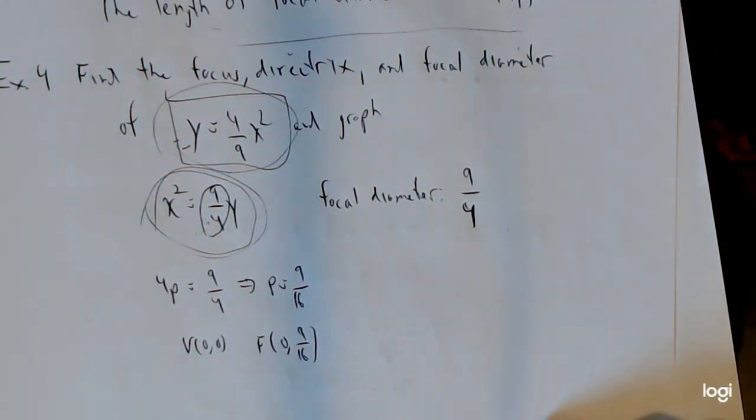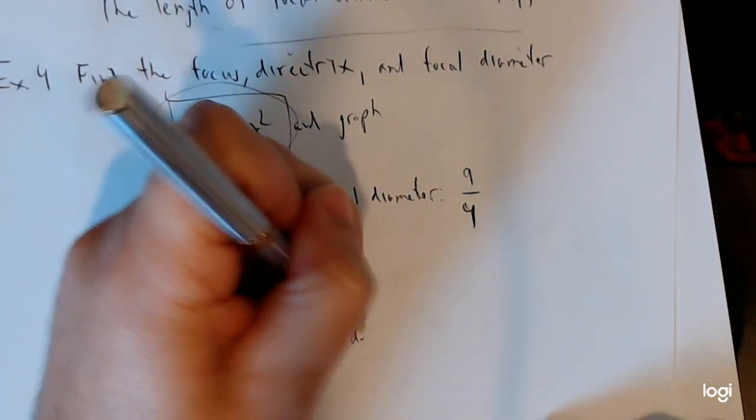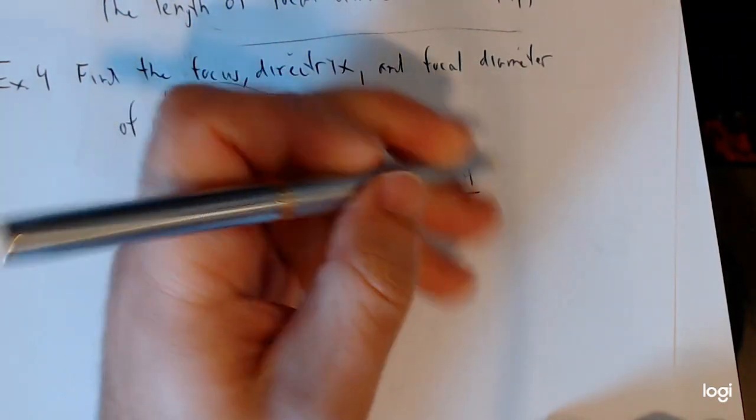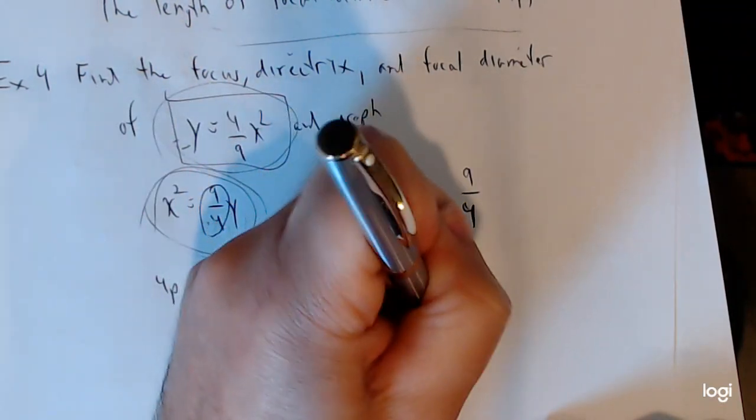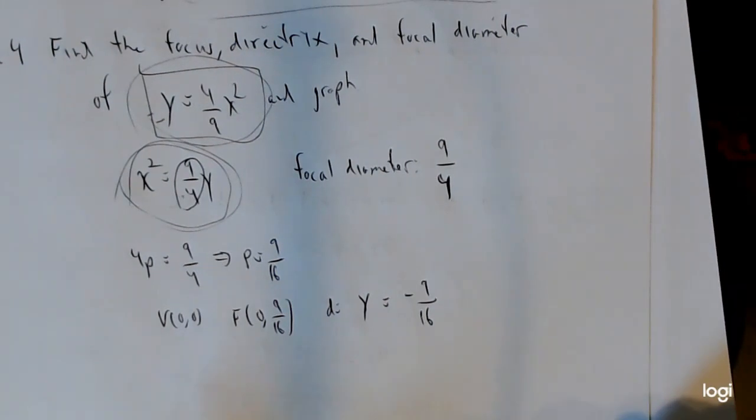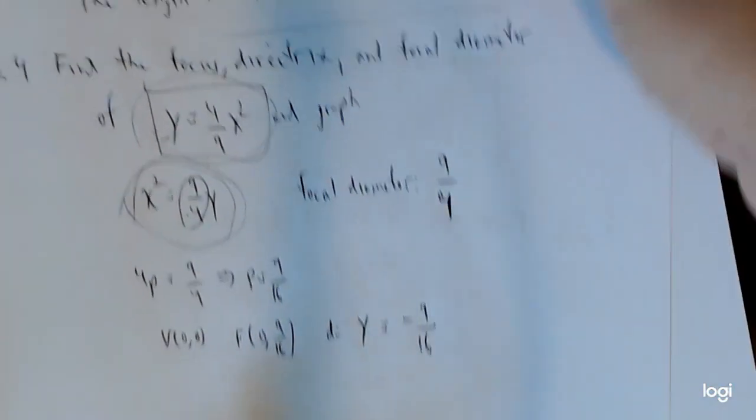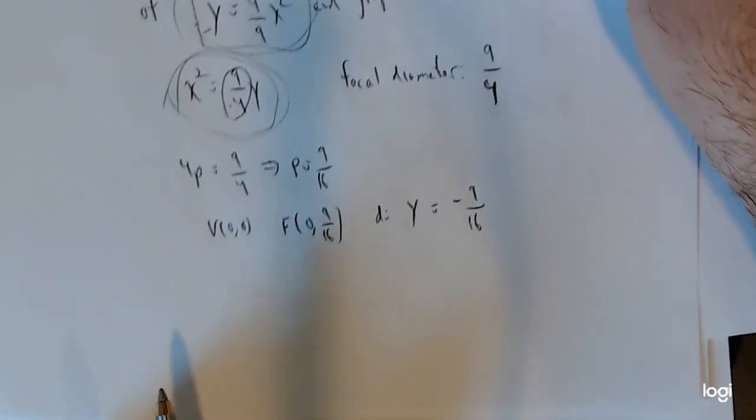And then what would the directrix be? I would have to travel down, so the directrix will be at y equals -9/16. Okay? So now, if I'm asked to graph this, what does that mean?